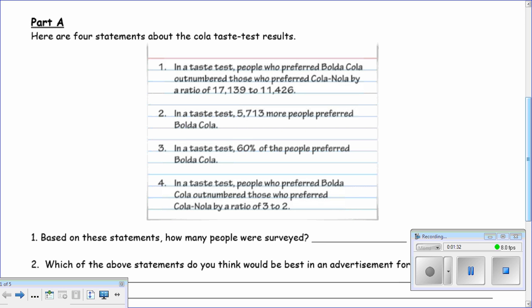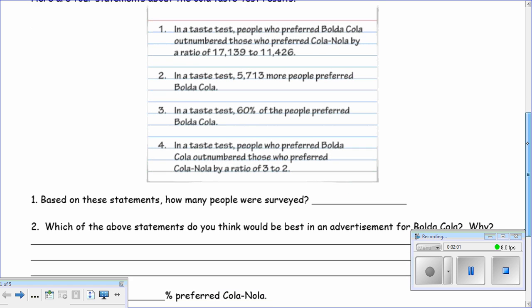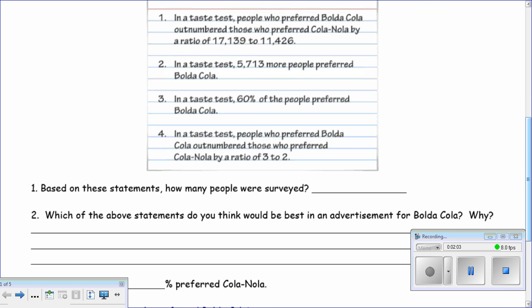In statement 2, it says, in a taste test, 5,713 more people preferred Bolda Cola. In statement 3, in a taste test, 60% of the people preferred Bolda Cola. In statement 4, in a taste test, people who preferred Bolda Cola outnumbered those who preferred Cola Nola by a ratio of 3 to 2. So we're going to be looking at those when we answer these next questions. It says, based on these statements, how many people were surveyed?